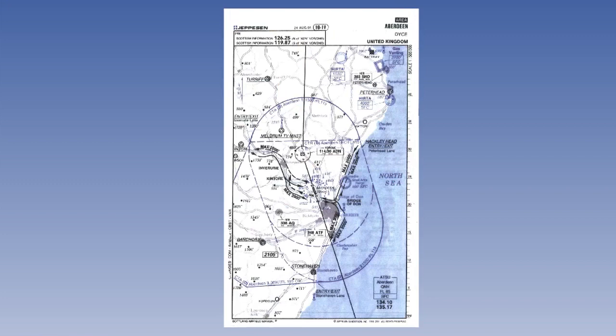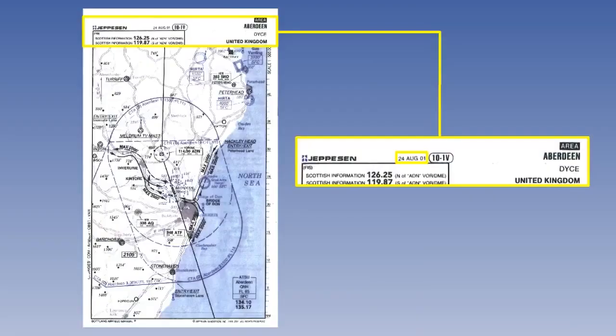After the aerodrome directory are the VFR area, approach, departure and airfield charts, which again are filed in alphabetical order in each country section. The Aberdeen chart 10.1v is a general area chart, with a 1 to 500,000 scale. The validity date of this chart is the 24th of August 2001 and is shown at the top of the chart, along with the frequencies for the two Scottish information services north or south of the Alpha Delta November VOR DME beacon.